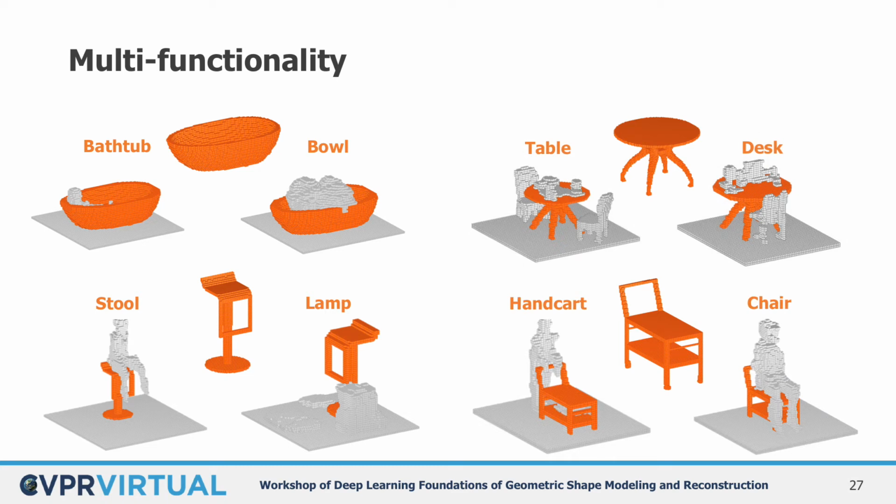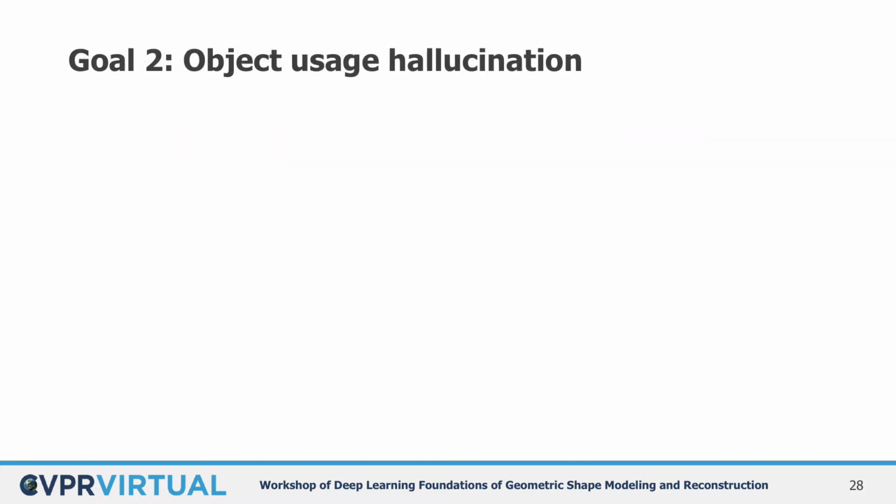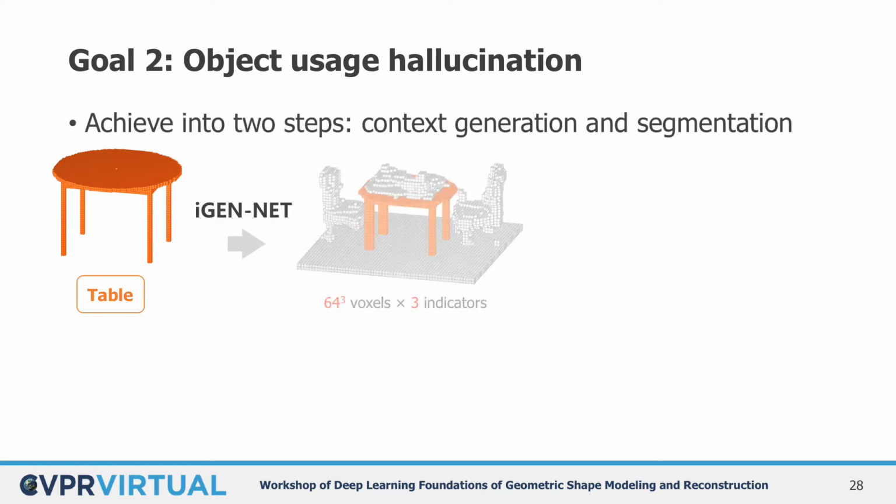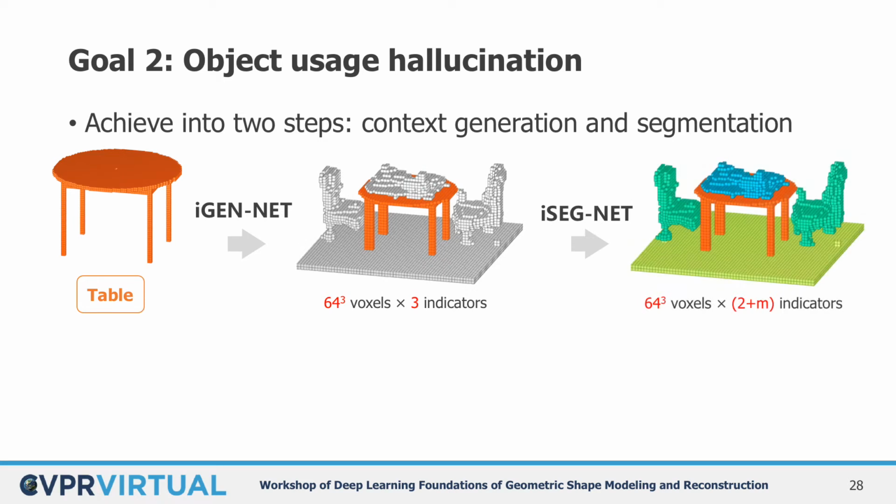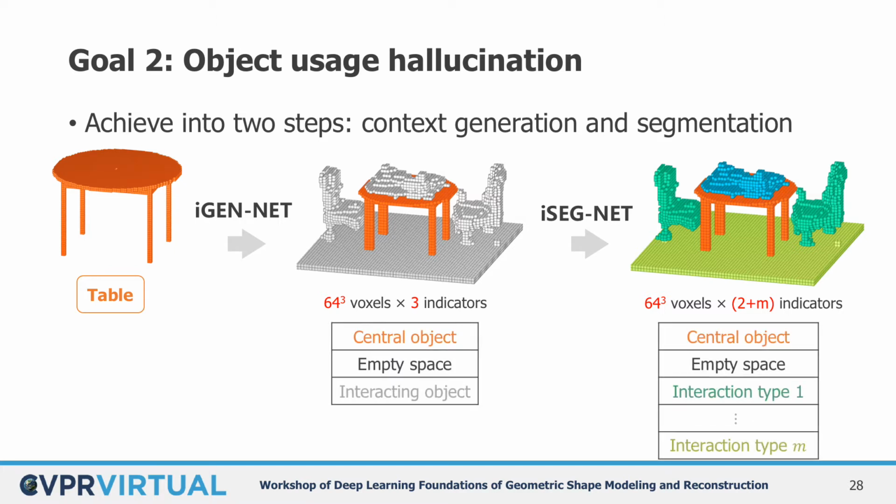Given the isolated object and one of the possible functionality labels, we achieve the hallucination in two steps: interaction context generation and segmentation. We use two steps because the interaction context label has a much higher dimension and a more structural relation between objects with different interaction types that need to be considered. So it would be hard to generate directly with a relatively small set of training data as we have right now. And we found that dividing the problem into two simpler subproblems makes it more solvable and the results are more stable.